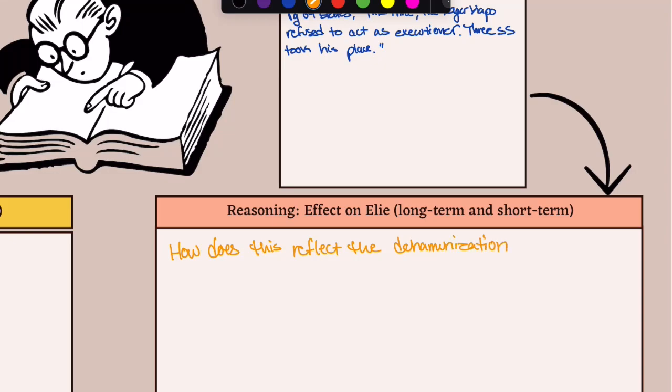Right? And Eli is also witnessing this. He's experiencing this himself. This may not be happening to Eli himself. I mean, it's happening to him in the moment, but we can also look at other people that are around Eli and just see how this whole process is dehumanizing for everyone involved, right? So how does this reflect the dehumanization of the German officers, right?